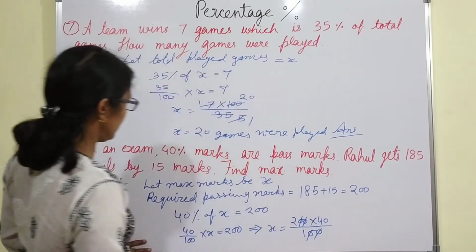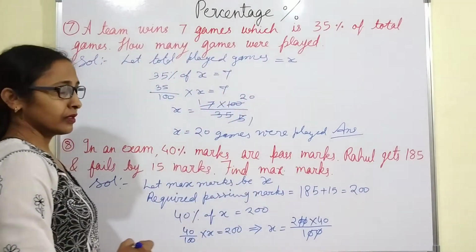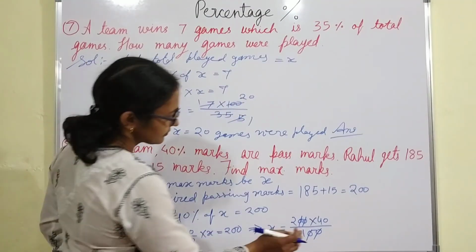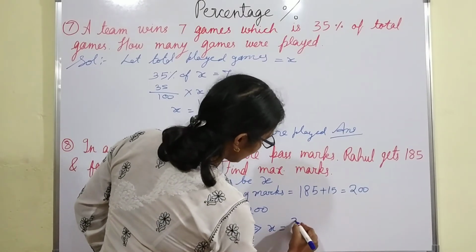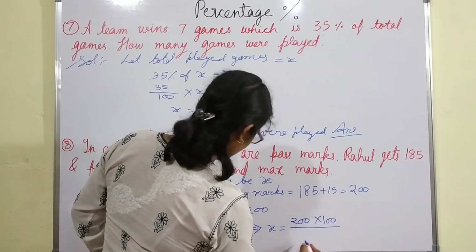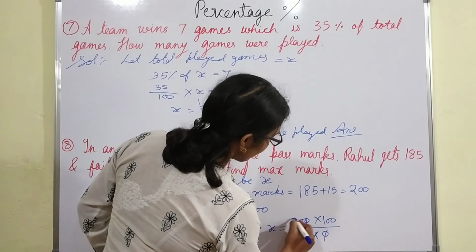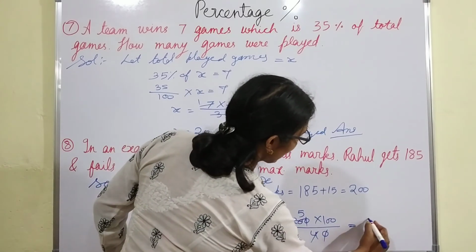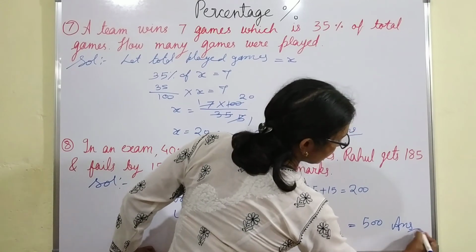Sorry, I have written it wrong here. So x equals 200 into 100 upon 40. 4 5s are 20. So the maximum marks are 400. It's our answer.